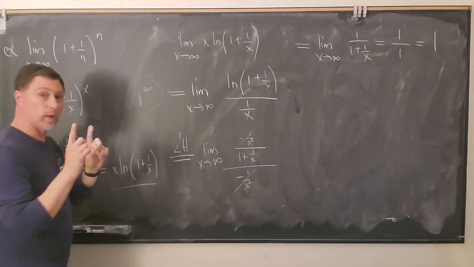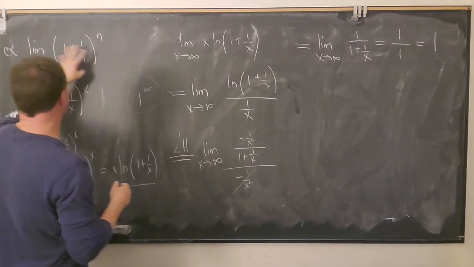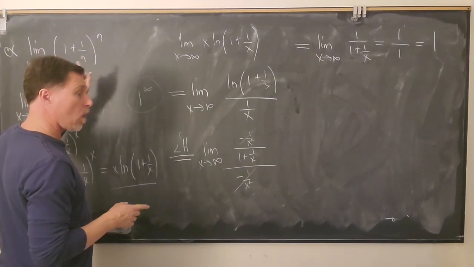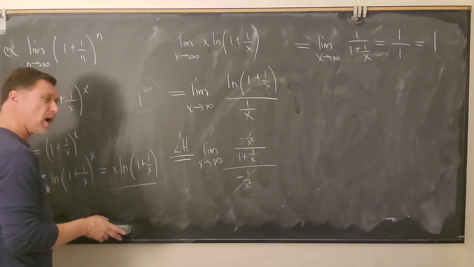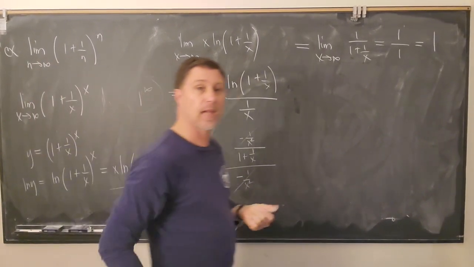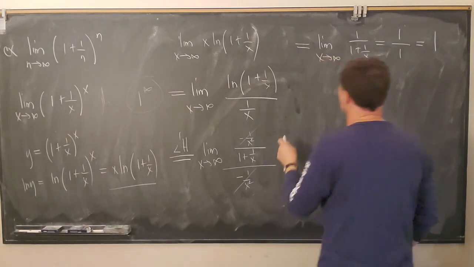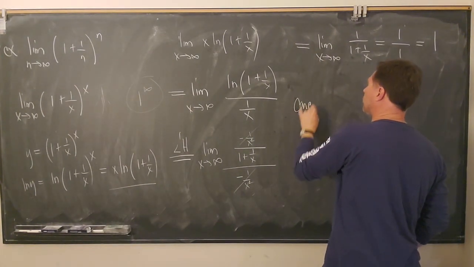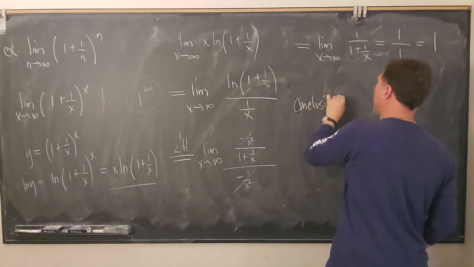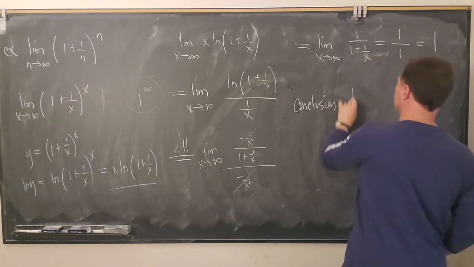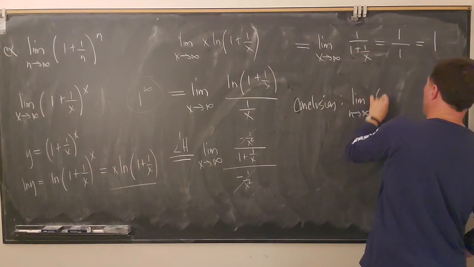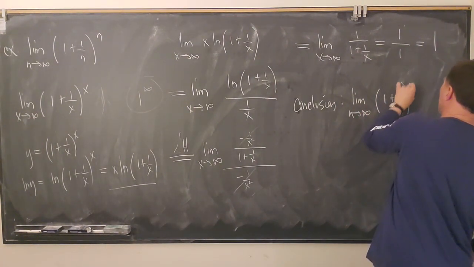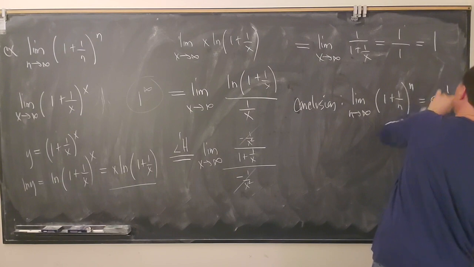Now, notice what we did. The answer here is not equal to 1. What we showed is that the natural log of y is approaching 1. To undo that, we need to exponentiate. And so, conclusion: when I exponentiate, the limit as n goes to infinity of (1 plus 1 over n) raised to the n is equal to e to the 1, which is equal to e.